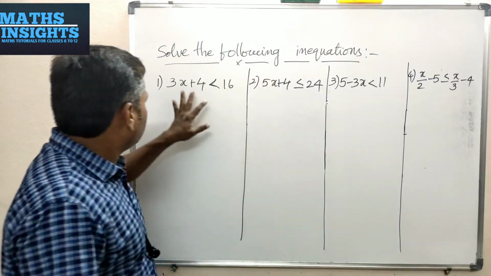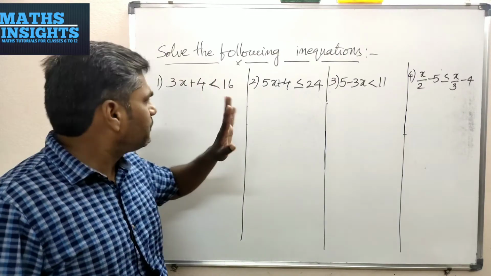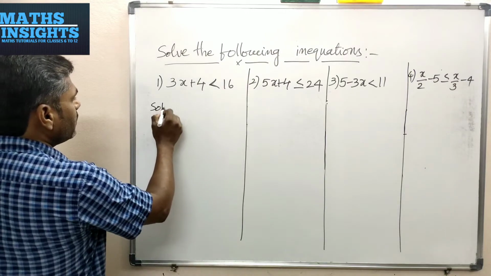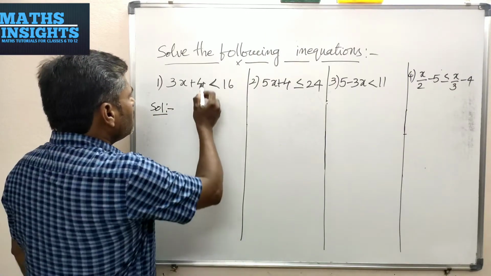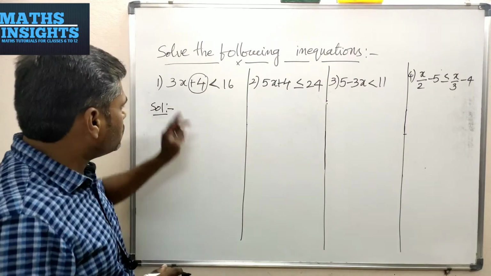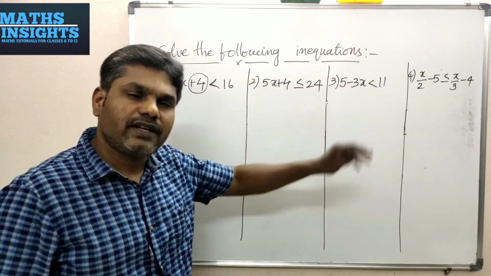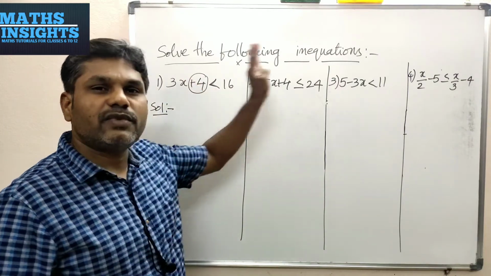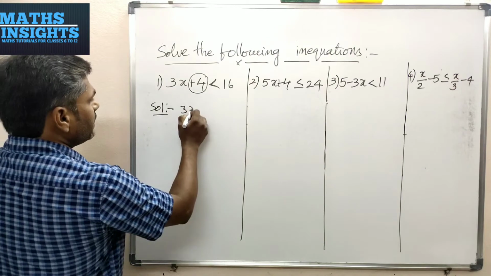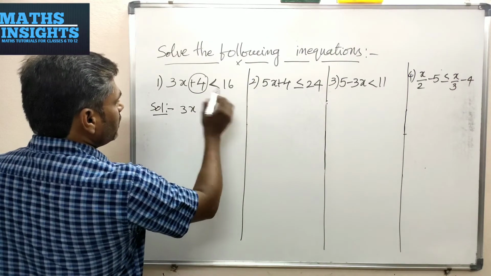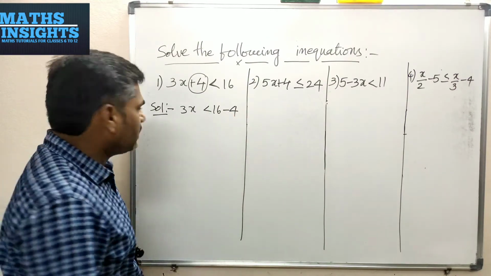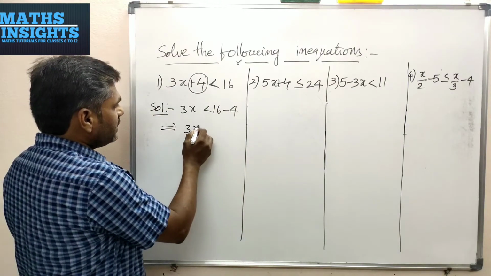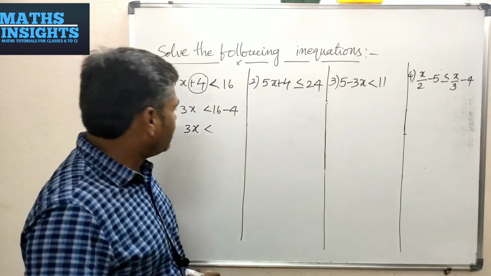Now 3x plus 4 less than 16. So basing on the first rule, I am solving this. Basing on the first rule, if you transfer any positive number from one side to the other side, then the sign of inequality will not change and this plus will become minus. So 3x less than 16, and plus 4 will become minus 4. Is it very easy? That implies 3x less than 16 minus 4, which is 12.